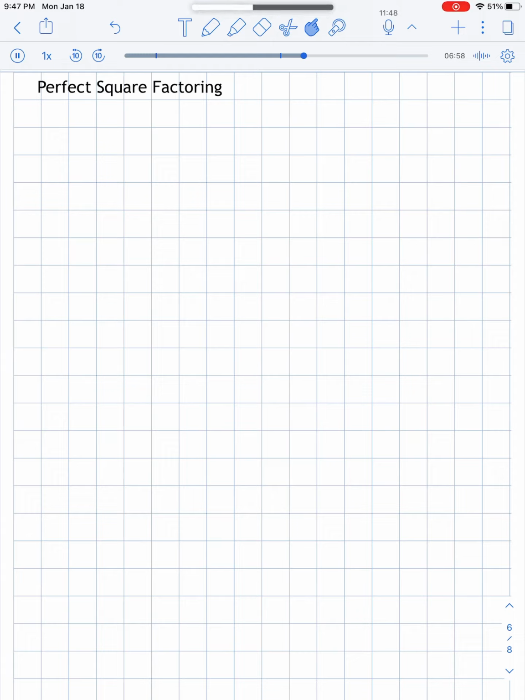We're going to do a little add-in to our toolkits this week. And I want to talk about something called perfect square factoring. Now, in reality, this is just like regular factoring, but we can write the solution in a slightly different form.